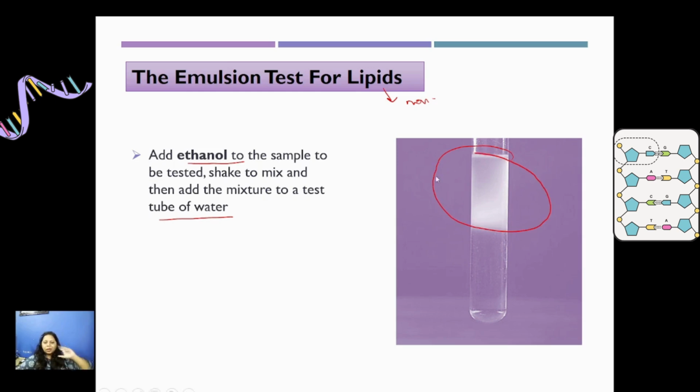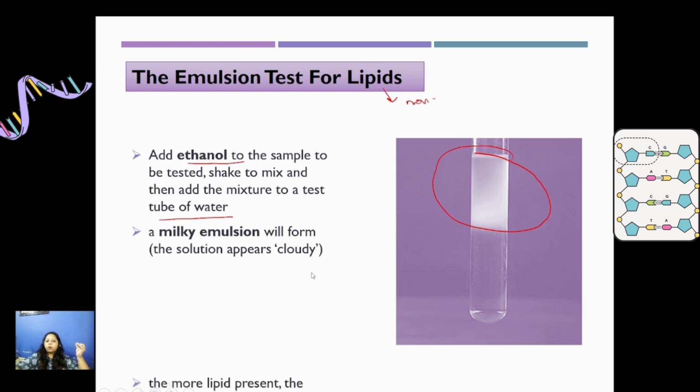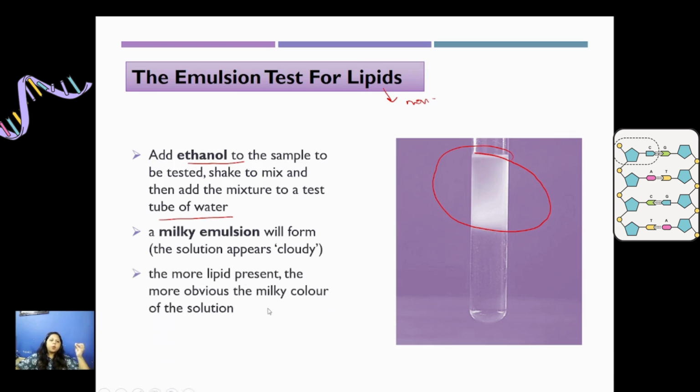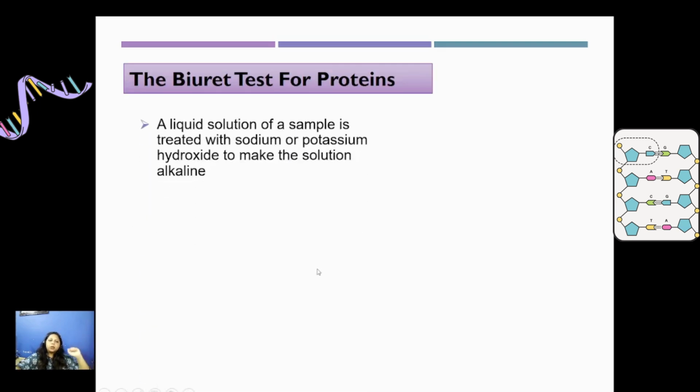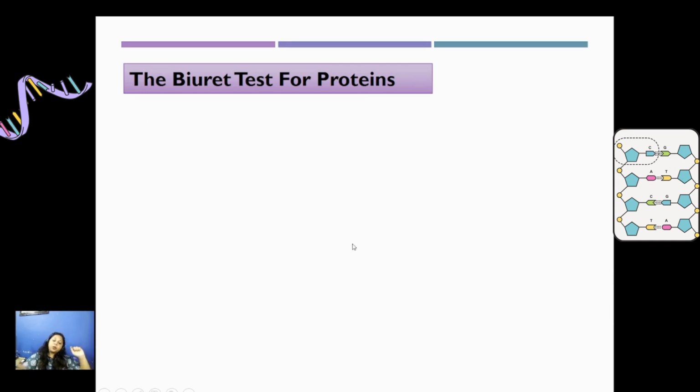It would turn turbid. Keep in mind, if you have more oil or more fats in your sample, the more turbid it would be. So a milky emulsion will form. The more lipid present, the more obvious the milky color of the solution. So try to take the concentrated one. There is a concept of serial dilution as well, so we will learn about that later. But when you carry out an experiment, you need solutions of different concentrations, so we use those dilutions. So the last test for today is the biuret test, that is used for proteins.